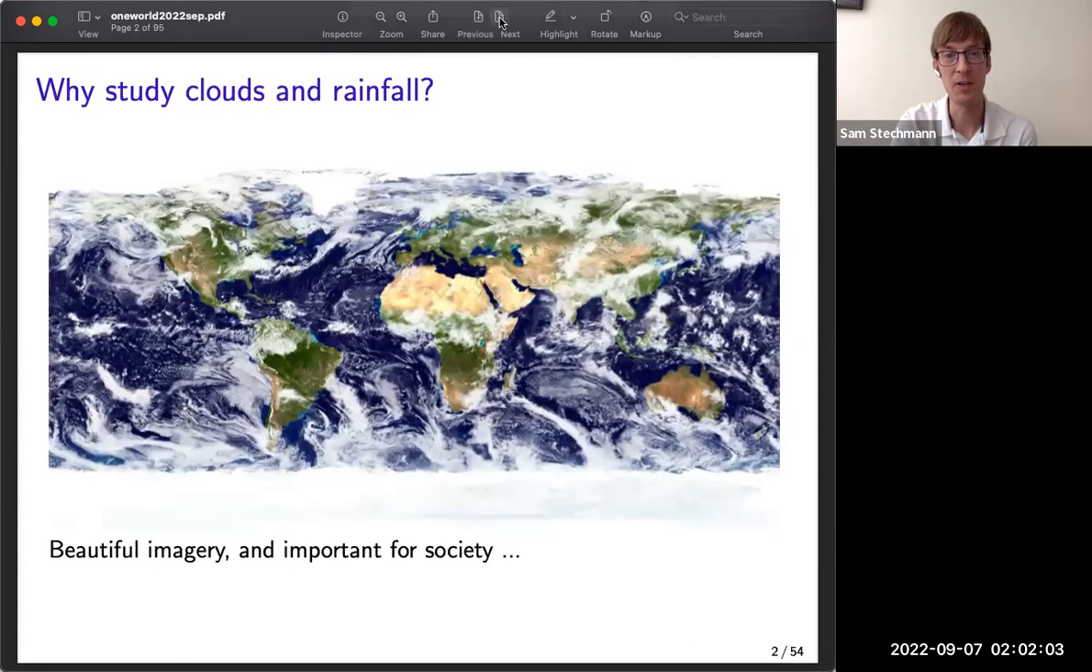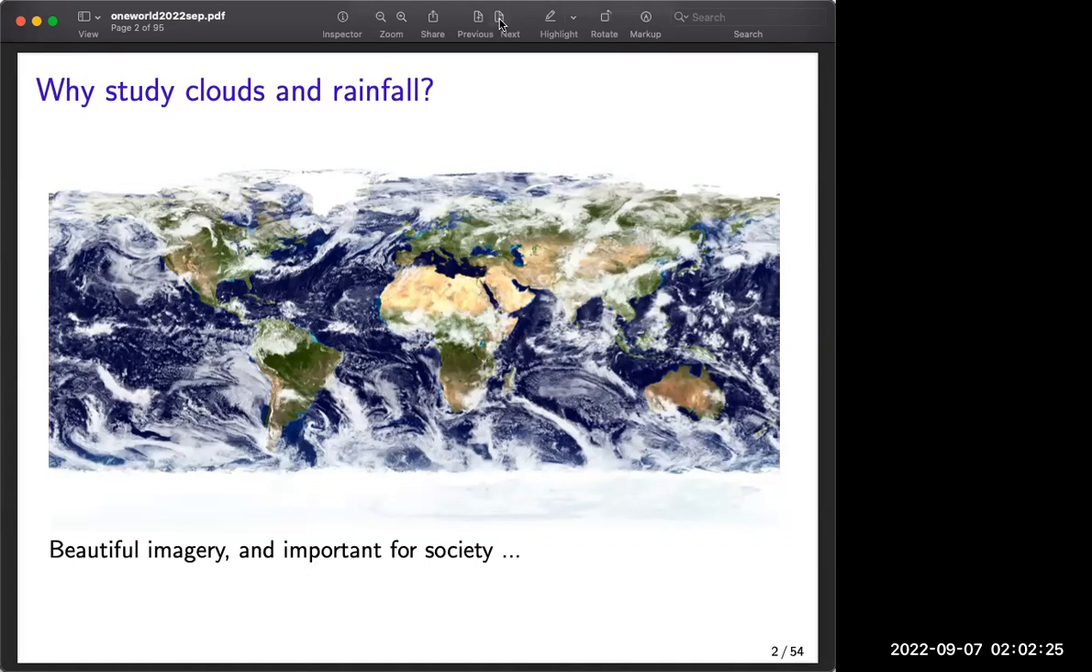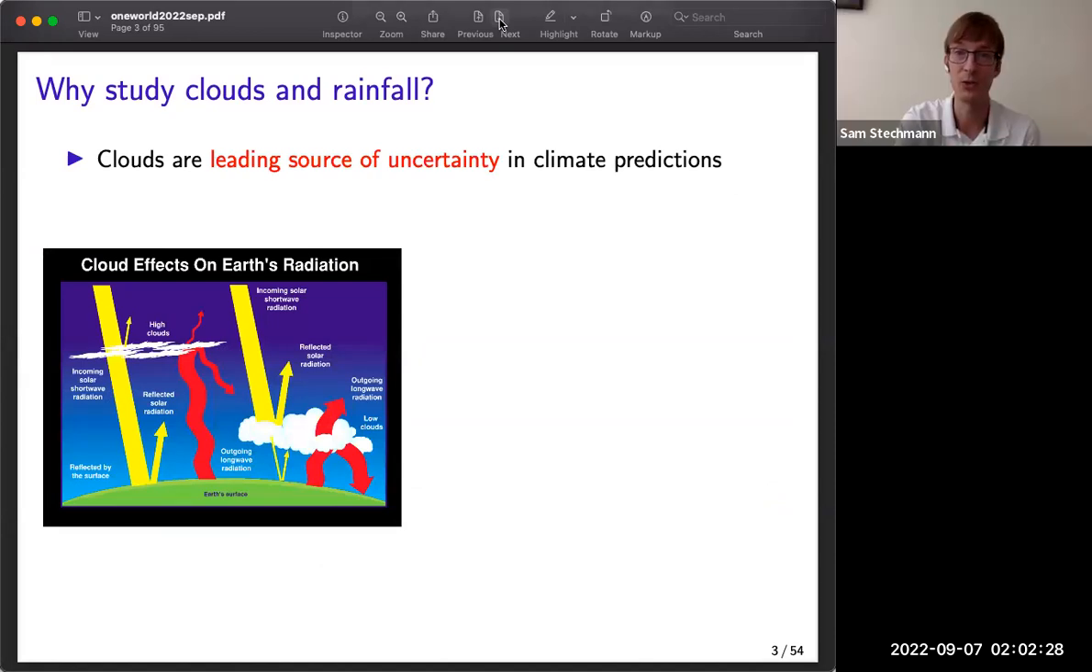Before getting into the details of that, I work a lot on clouds and rainfall, and so I think it's worthwhile asking, why spend so much time on clouds and rainfall? It's partly just because looking at real clouds is beautiful and intriguing. But it's also some of the most important topics for society. So clouds are the leading source of uncertainty in climate predictions, and this is because of their impact on radiation.